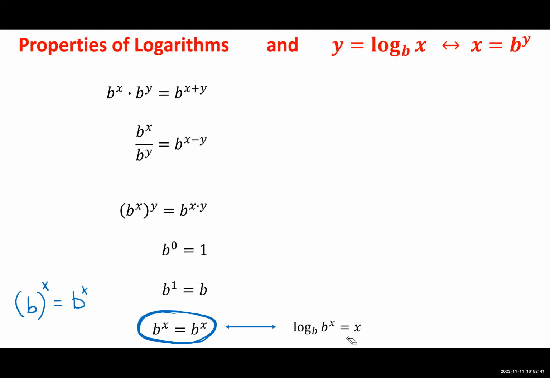So when the base and the argument's base are the same number, like what would be the log base 3 of 3 to the 9th power? Well, according to this property, it would be 9. Log base 3 of 3 to the 9th should be 9. Another way of looking at this is that the logarithmic part and the exponential part are inverses of each other, so they cancel each other out.